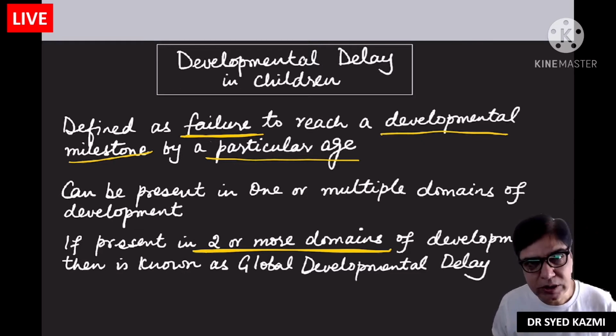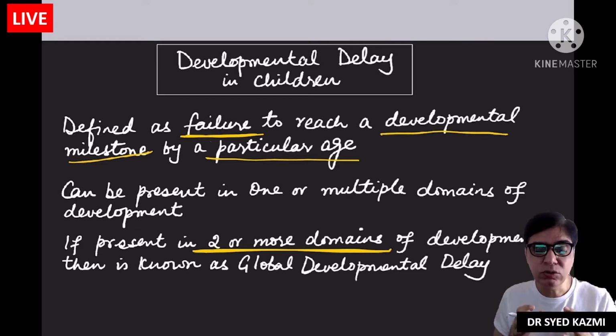So you should keep it in mind that there is either an isolated developmental delay if that failure is present in one domain, or it might be global developmental delay if a child fails to reach his milestones in two or more of the domains.